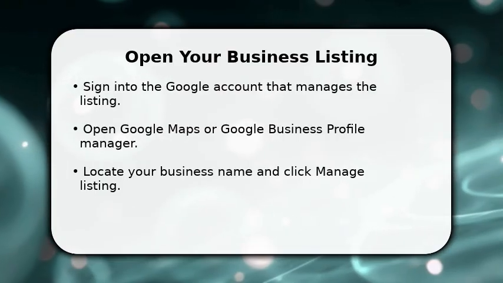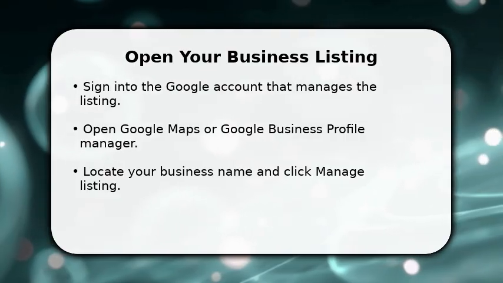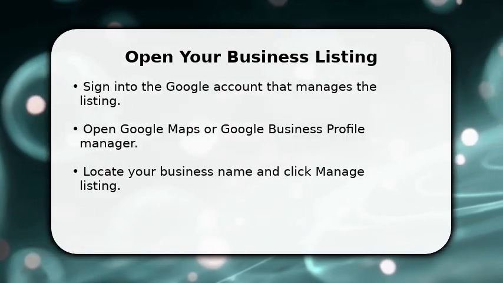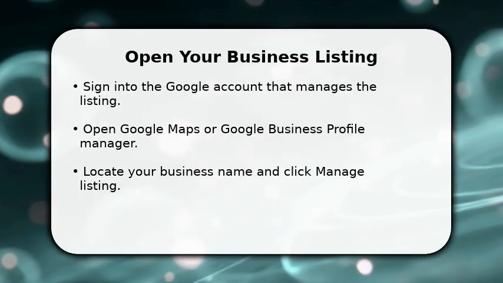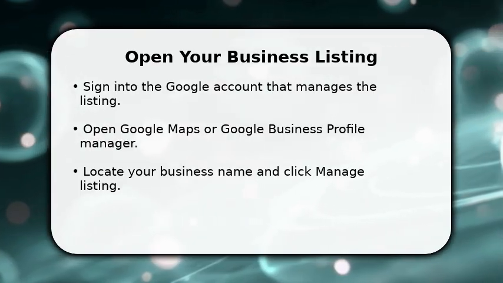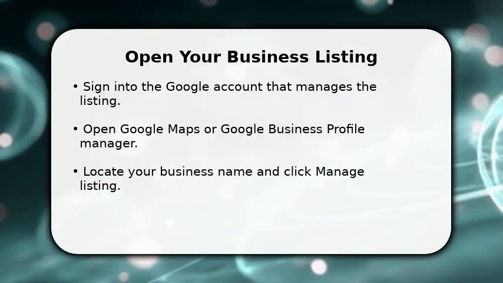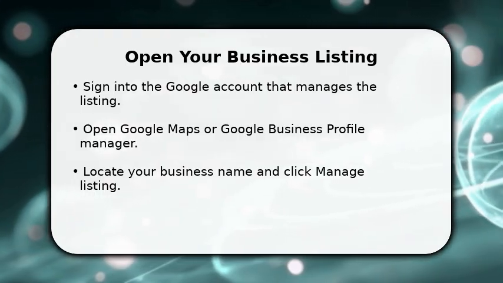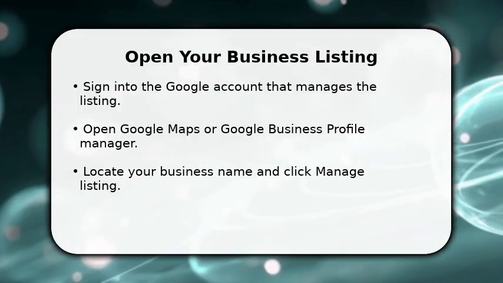You start by signing into the Google account that manages your listing. This ensures you have the right permissions. Once signed in, open Google Maps or the Google Business Profile Manager and search for your business name. Click your business and choose Manage or Edit Listing so you can access hours settings.